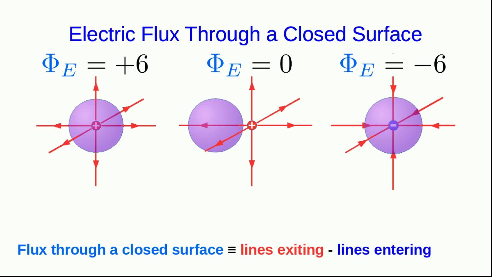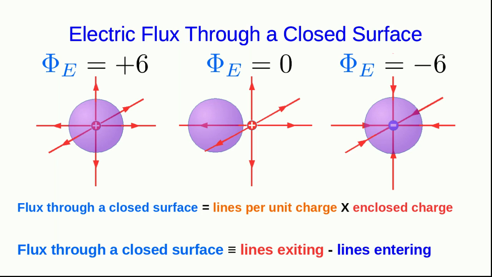The +6 and the -6 are simply because I have arbitrarily decided to draw 6 lines per unit charge. And you can now see that the flux through a closed surface has to be the number of lines per unit charge times the quantity of enclosed charge.